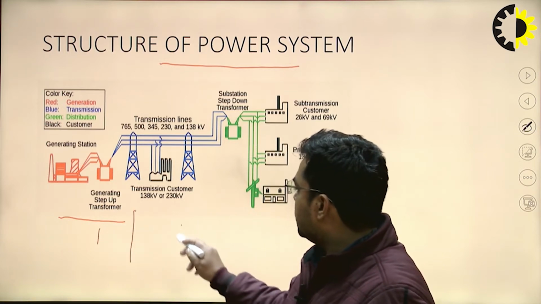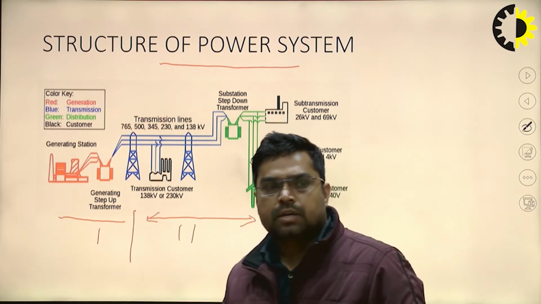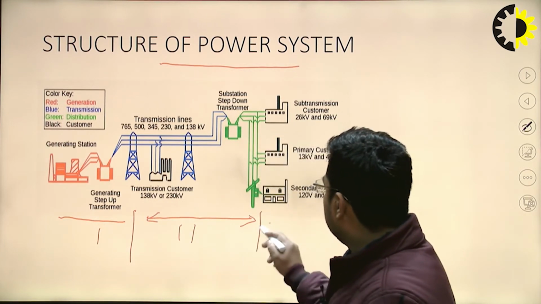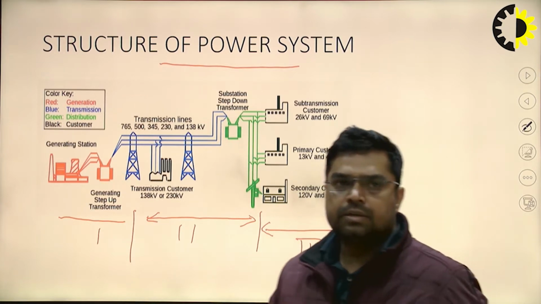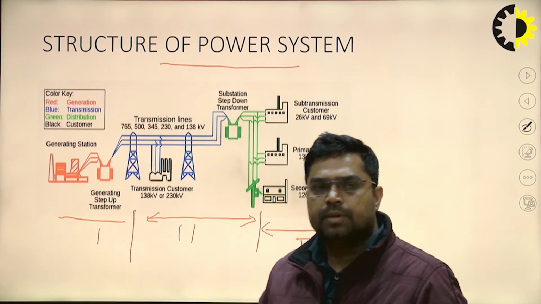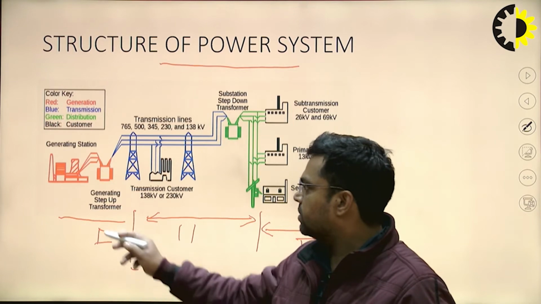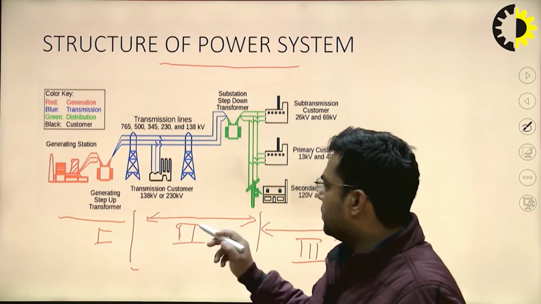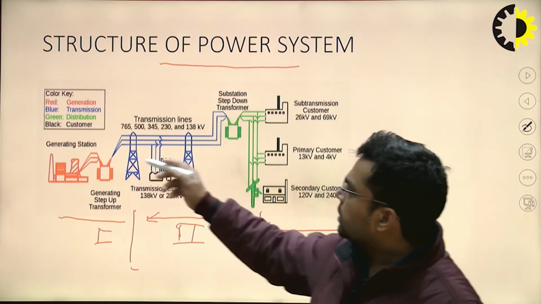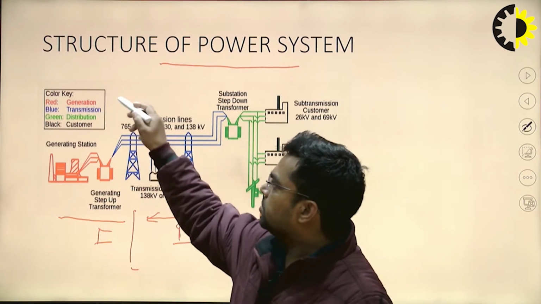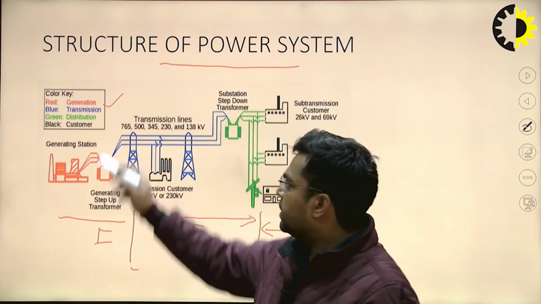Second one is called the transmission system, and a third we call the distribution system. So briefly, we have classified the structure of the power system in three ways. First one is generation, second one is transmission, and third one is distribution, which is shown in this diagram, or this is symbolically represented by some colors like red.